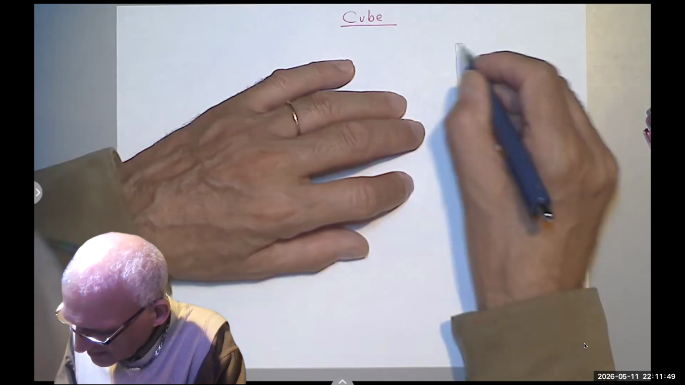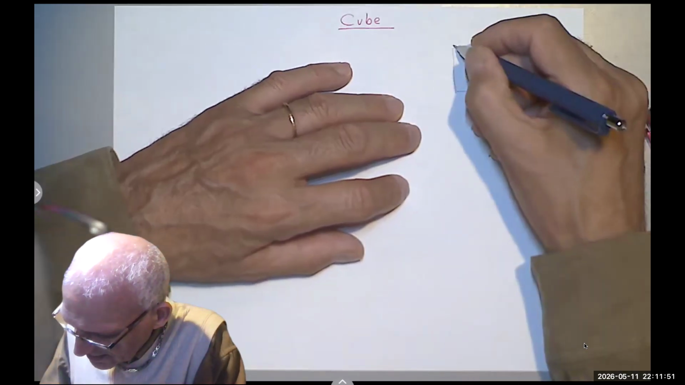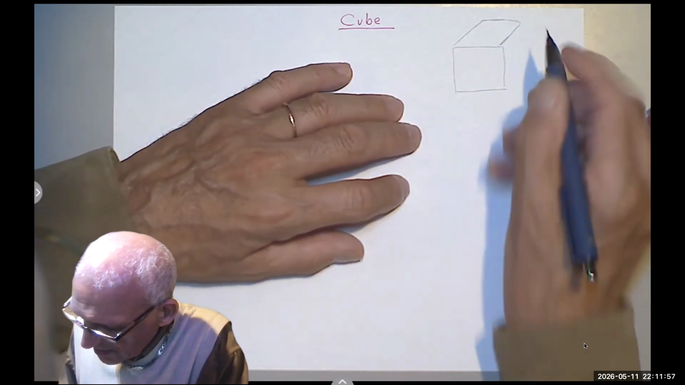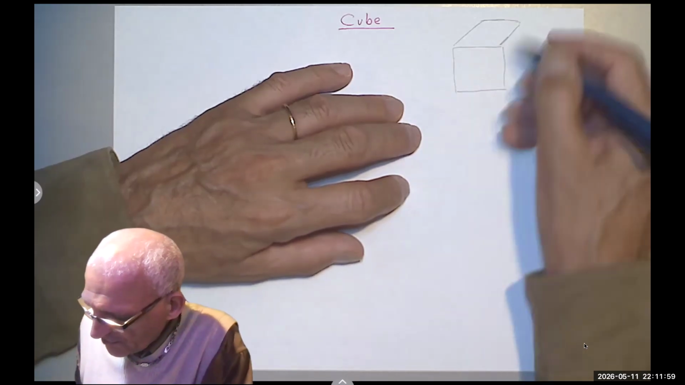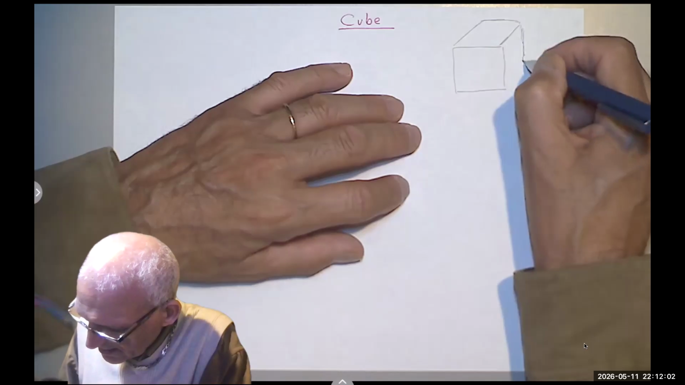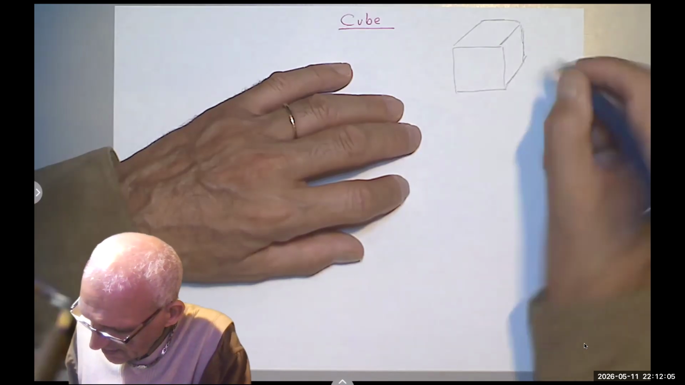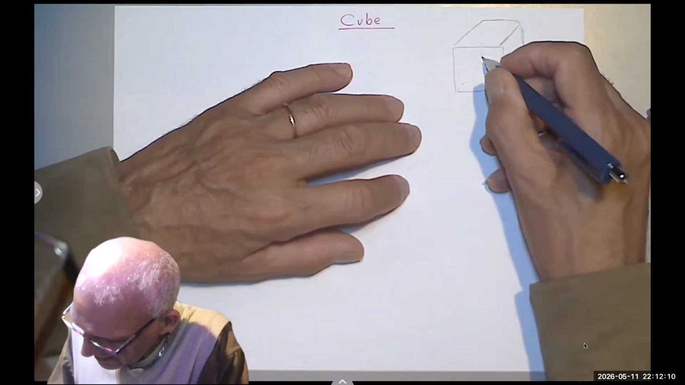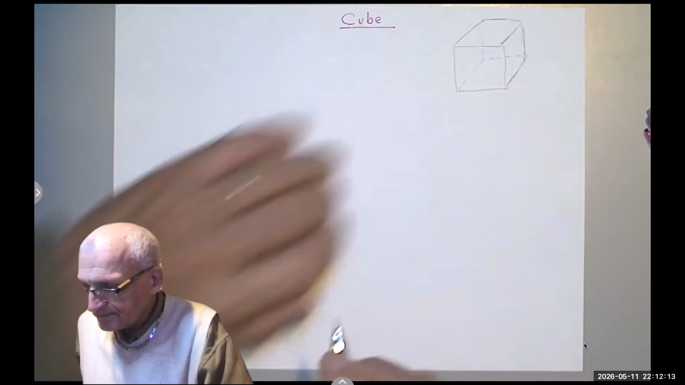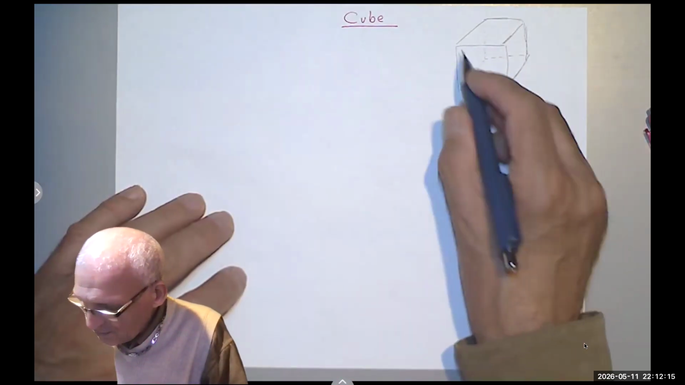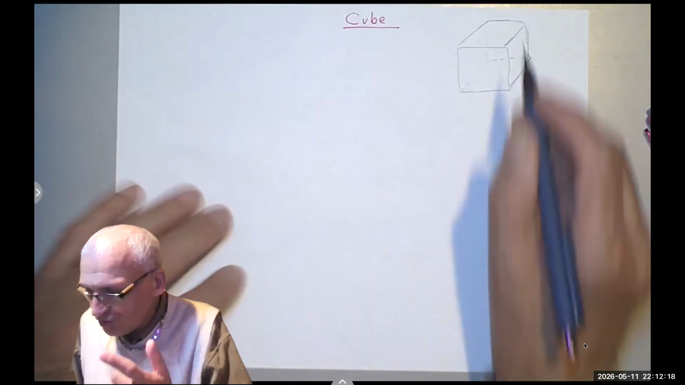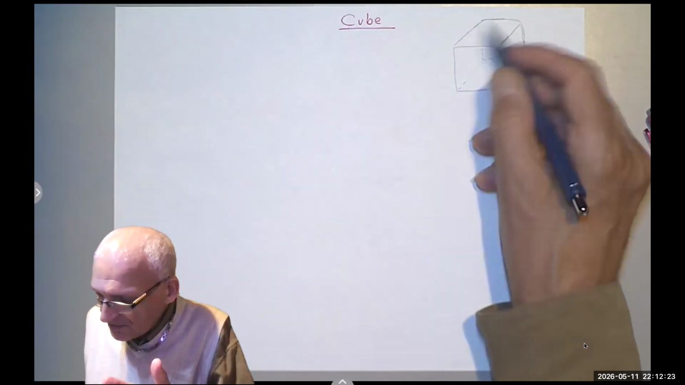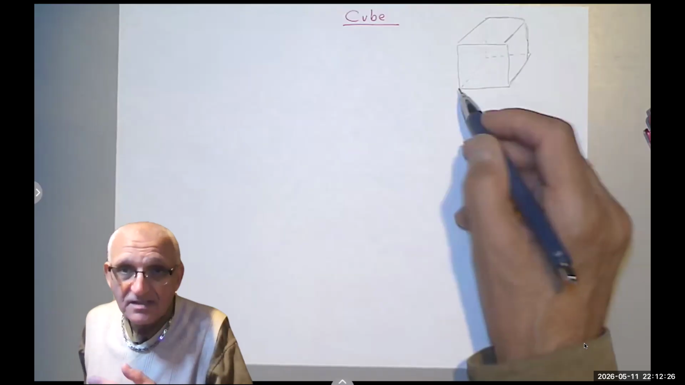So this face is a square. There is a top and a bottom, and they are squares also. One in the front, one in the back, one on the right, one on the left. So altogether, we have six faces. If you count them, the one in the front is one, the one in the back is two, the one on the right is three, the one on the left is four, the one on the top is five, and the one at the bottom is six.